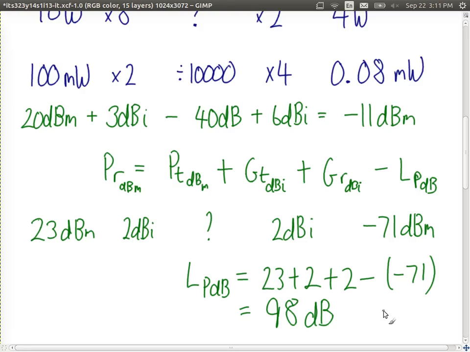If the path loss was 100 dB, we'd get 23 plus 2 is 25, minus 100, minus 75, plus 2 gives us minus 73. If the path loss was 100, the received power would be minus 73 dBm. But the specification of the device says it must be above minus 71. Remember, minus 73 is below minus 71. So if the path loss was 100, we would not be able to receive. Therefore, this is the largest path loss that we can allow such that the two devices can communicate.